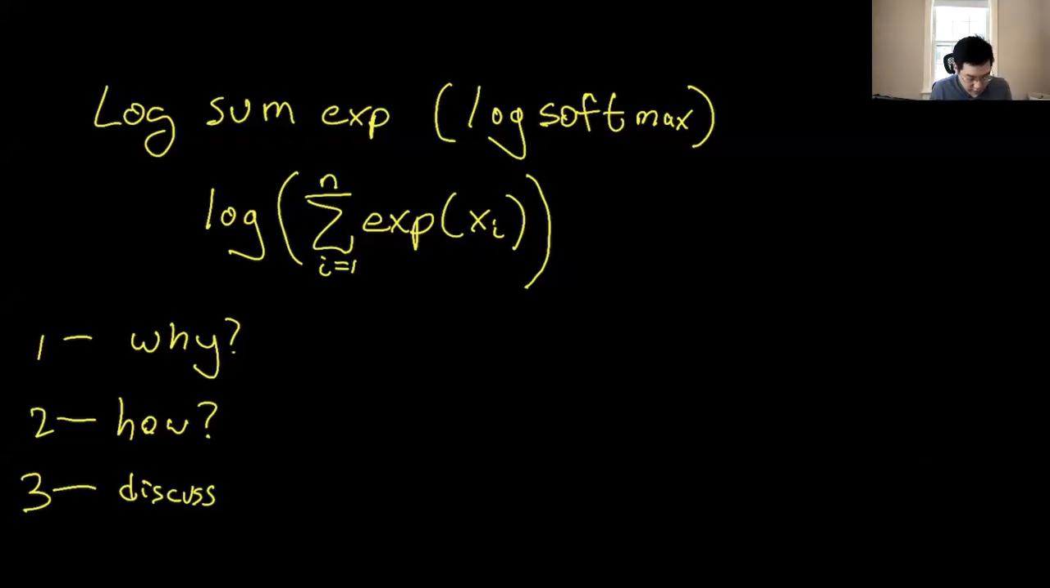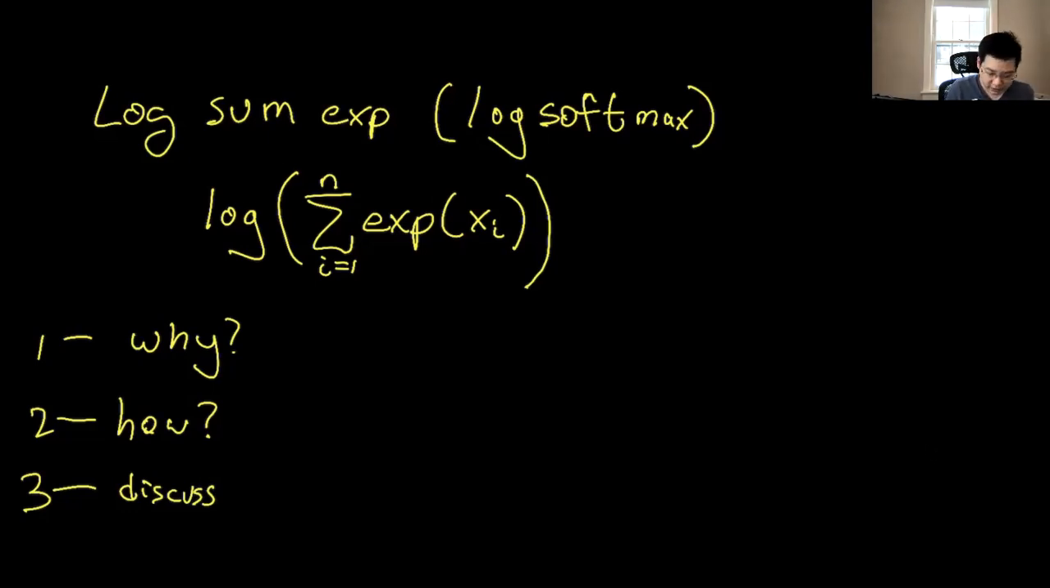Let's see. All right. So this is the log-sum-exp operation. I think it's related to the log softmax. In neural network language, you might have heard of the softmax, and if you take the log of the softmax, you get something that looks like this. I'll explain why it's useful.